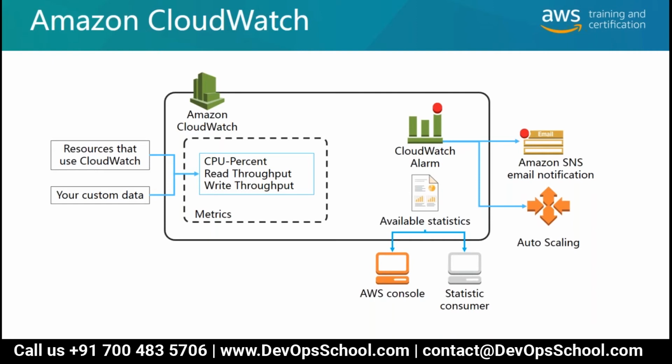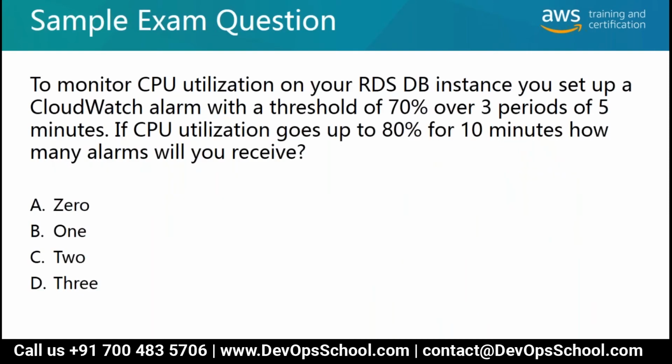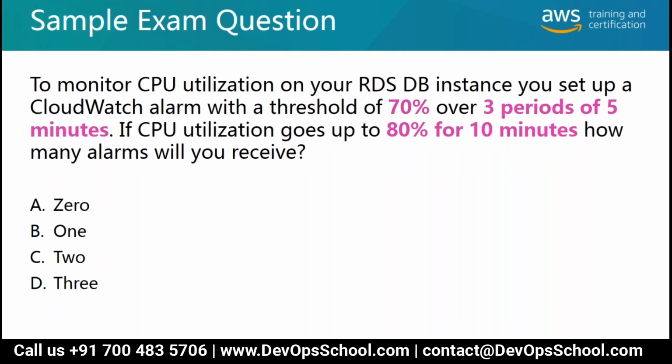All right, so this was about CloudWatch. Let's look at some sample questions now. To monitor CPU utilization on your RDS DB instance, you set up a CloudWatch alarm with a threshold of 70% over 3 periods of 5 minutes. If CPU utilization goes up to 80% for 10 minutes, how many alarms will you receive? Look at the consideration: 70% for over 3 periods of 5 minutes. If it goes above 80% for 10 minutes, how many alarms will you receive?